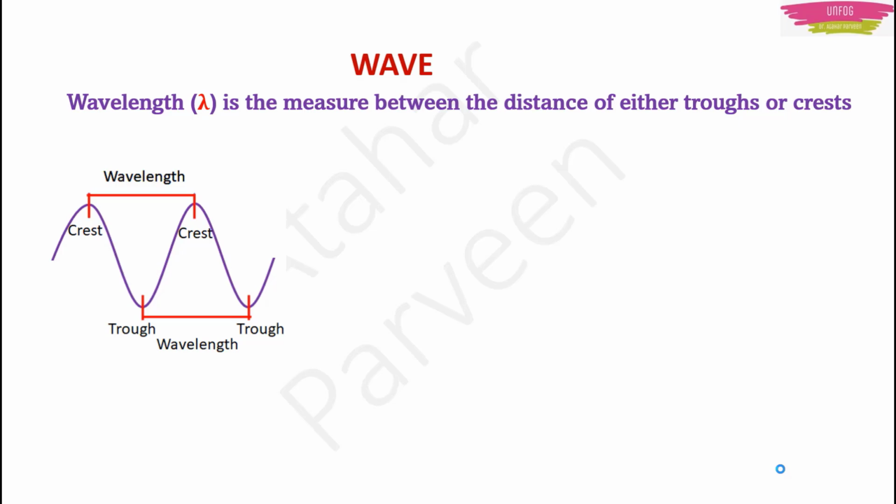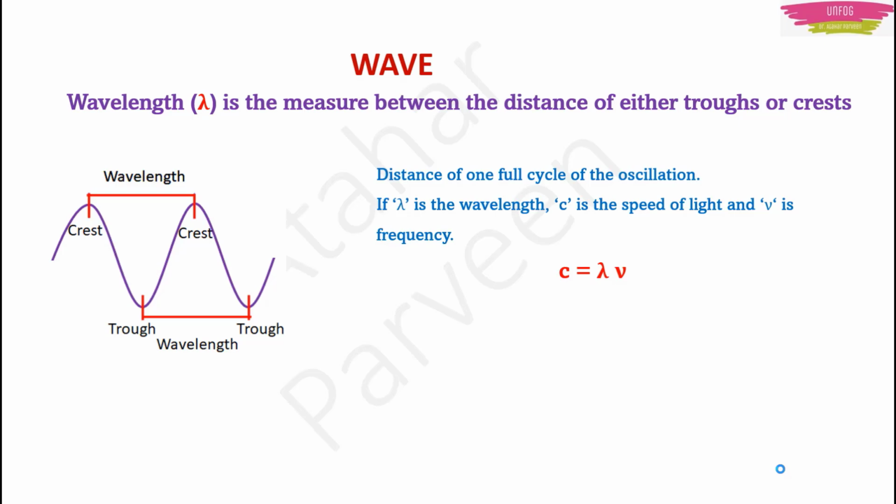If I want to explain it in another manner, then wavelength is nothing but the distance of one full cycle of the oscillation, or one full vibration of the wave. Okay, that will be the wavelength. It is denoted by lambda. And this wavelength is related to the speed of light and the frequency of light. Let us discuss what is frequency and all that. But here I am just giving a gist that wavelength plays a very important role because it is directly related to the speed of light and frequency of the wave. Now, because we are talking about distance, the unit of wavelength will be in meters.